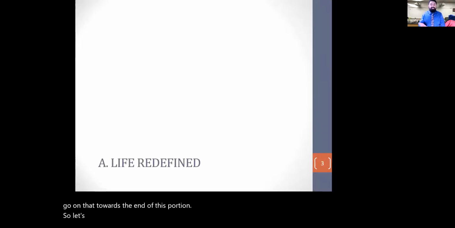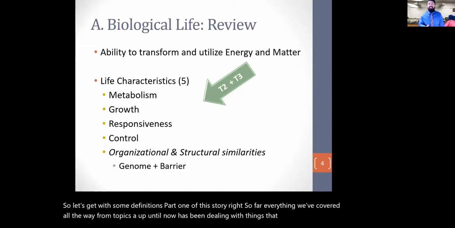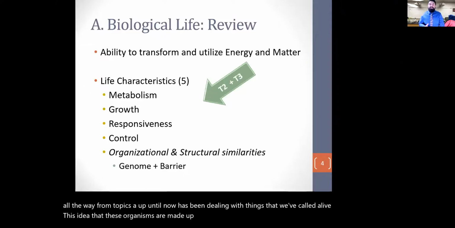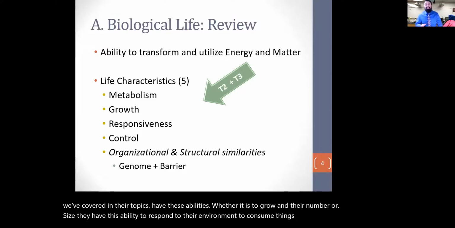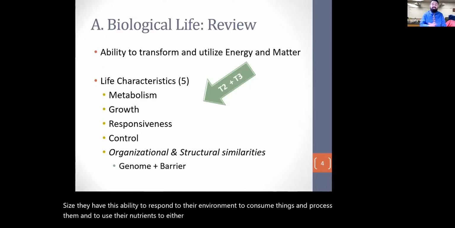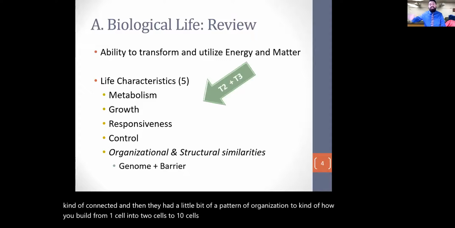So let's get with some definitions. Part one of this story, right? So far, everything we've covered all the way from topics A up until now has been dealing with things that we've called alive. This idea that these organisms are made up of cells, they have some sort of nucleic acid, some sort of DNA in the tiny little container. And all of these organisms, as we've covered in their topics, have these abilities, whether it is to grow in their number or in size. They have this ability to respond to their environment, to consume things and process them, and to use their nutrients to either grow and divide or also produce wastes, all of that kind of connected.